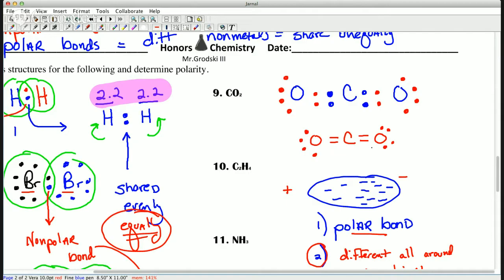Well, I'm going too fast. The first thing we ask ourselves: do we have a polar bond? And the answer is yes. The bond is polar because there are two different elements sharing unequally. Oxygen is more electronegative than carbon, so these guys are pulled closer. So there are 4 polar bonds here. So this thing could be a polar molecule.